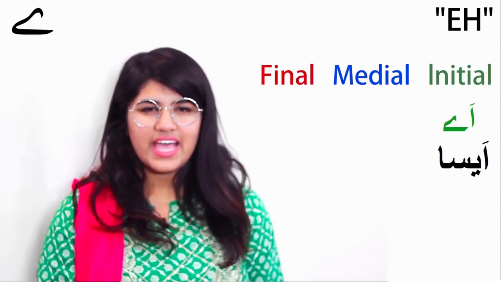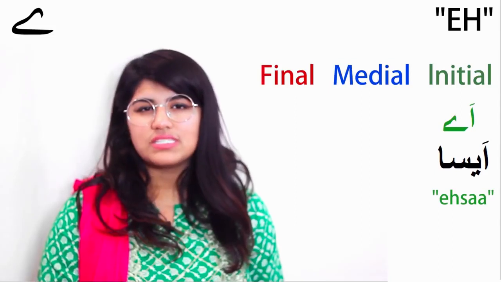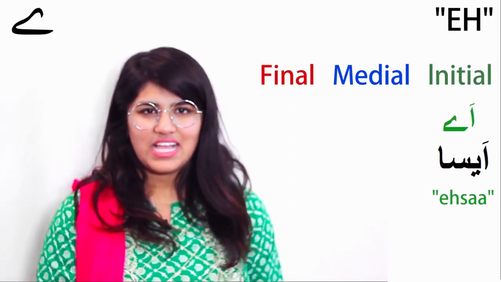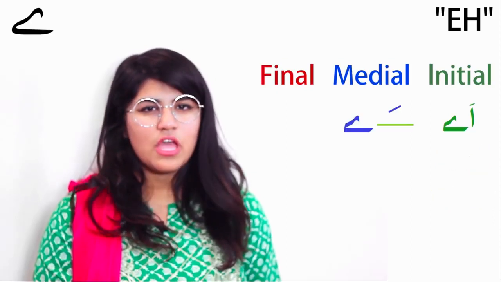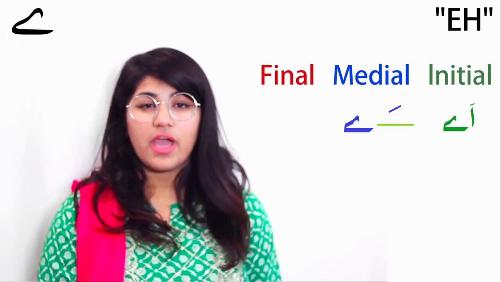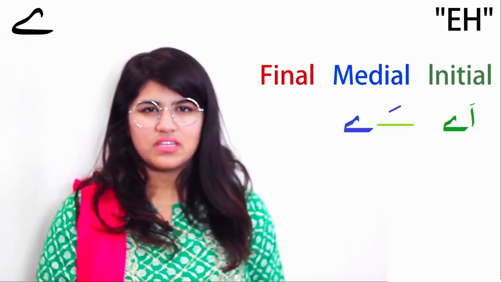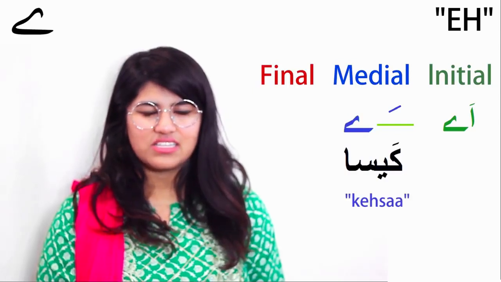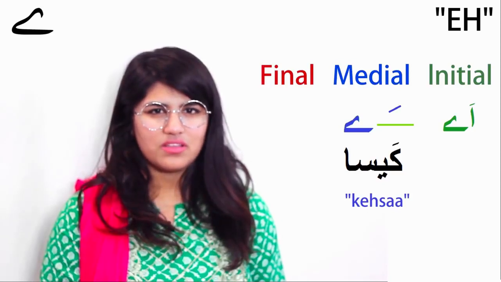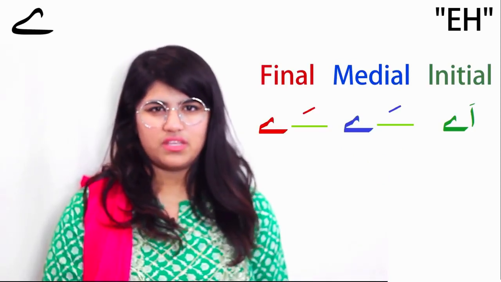The word is asa. Asa means like this, or in this manner. For the medial position, you have a zabar on the letter before it, and you have your bariye. Your word is Kaisa. Kaisa means how.